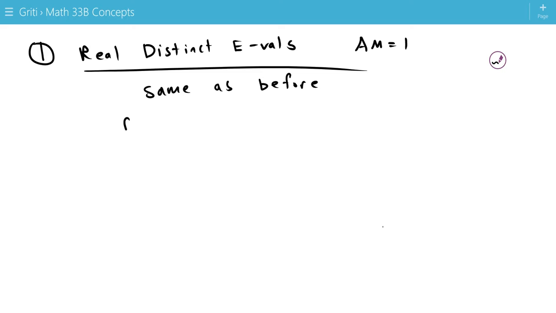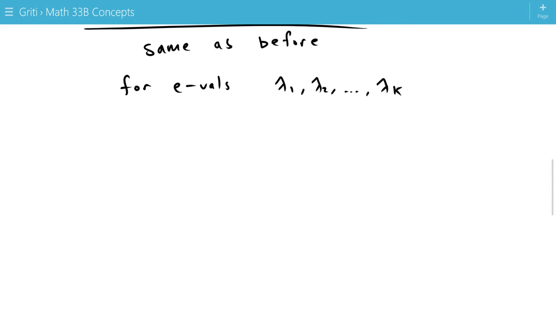So let's say our eigenvalues are lambda 1, lambda 2, all the way to lambda k. And all of the eigenvalues need not be distinct, only the ones we're talking about. So we could have other repeat ones, but we're going to talk about how to deal with the distinct ones that we do have. So find the eigenvalues, find the eigenvectors v1, v2, all the way to vk.